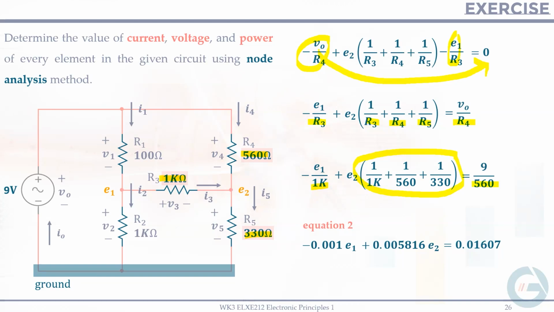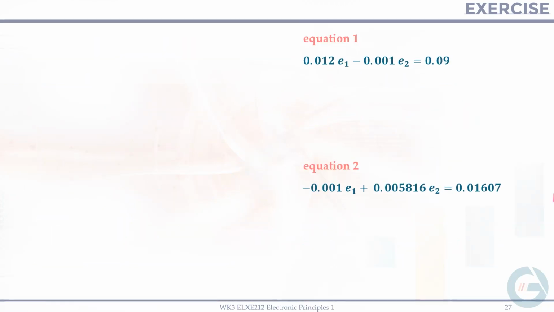So we have now two equations, but I think it's a little hard to comprehend, right? 0.0 something. What I can do here is scale the equations. By scale I mean I can multiply every term by 1000. So 0.012 times 1000 gives me 12. 0.001 times 1000 gives me 1, so what remains is E2. 0.009 times 1000 gives me 90.